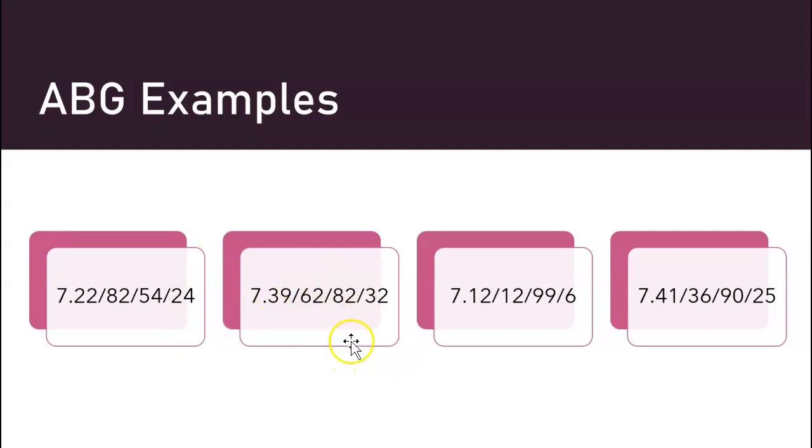Or with a chronic CO2 retainer. Okay. All right, moving over to this one. This one.